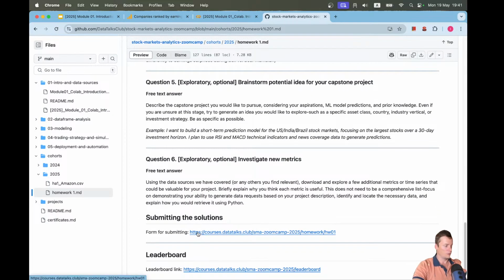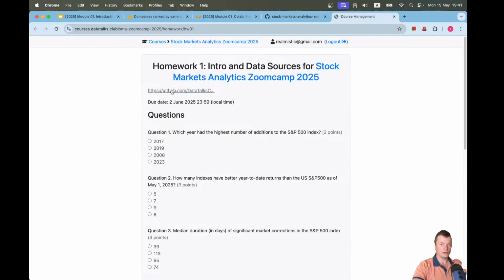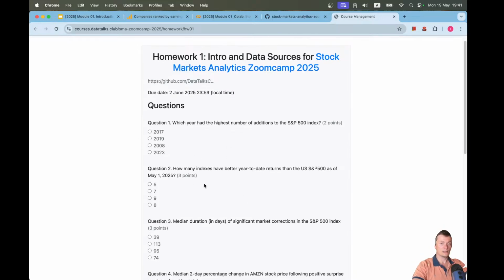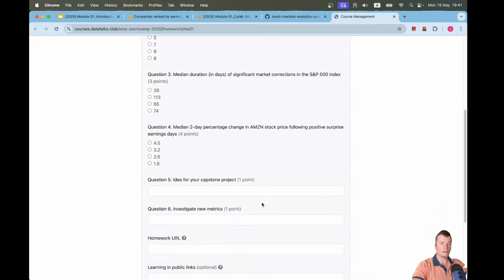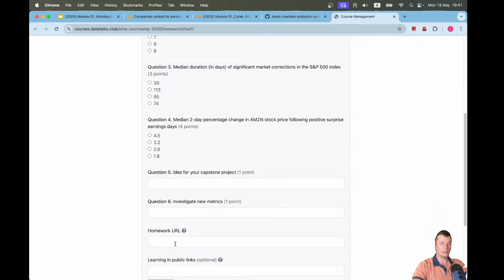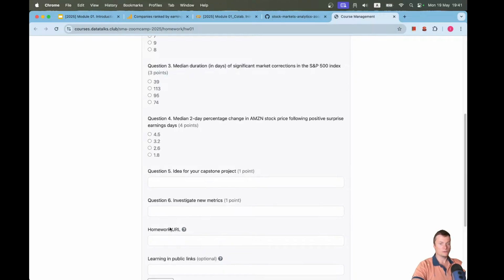You have a form for submitting. You can see that it's already open. Due date is 2nd of June and it will be your local time. Here are numeric answers, and you need to provide homework URL. Please provide a real URL for GitHub or Gist or any other URL that shows your code.